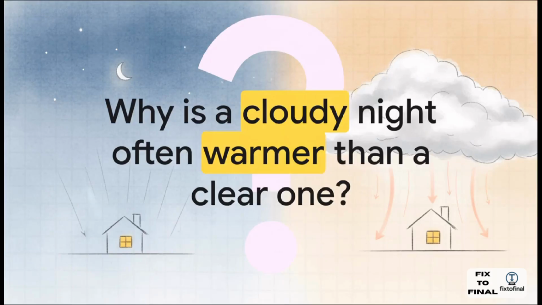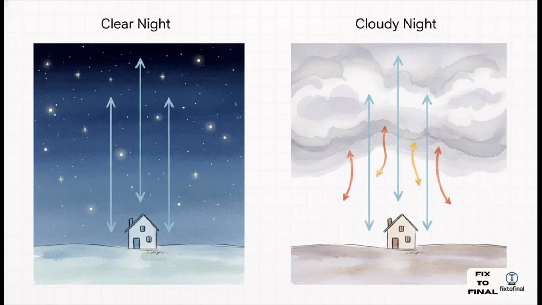Okay, here's a great question to see if all this is clicking. We've all noticed this for sure. You have two perfectly calm nights, but the night with some low cloud cover feels a lot warmer than the crystal clear, starry night. Why is that? Well, it all comes back to that radiation we talked about. During the day, the Earth soaks up energy from the sun. Then at night, it radiates that heat back out towards space.